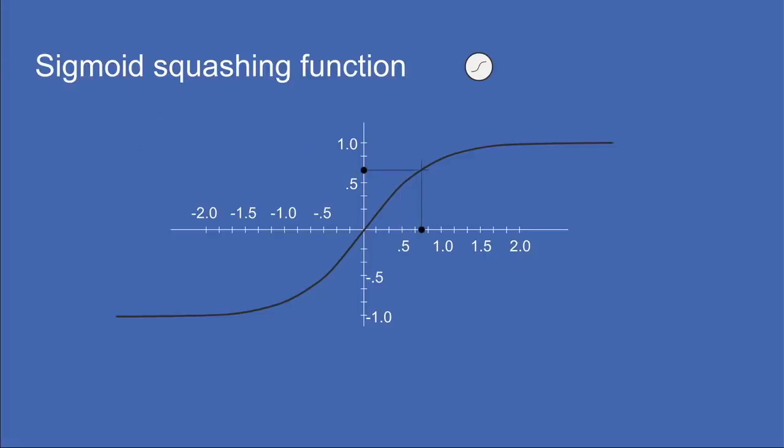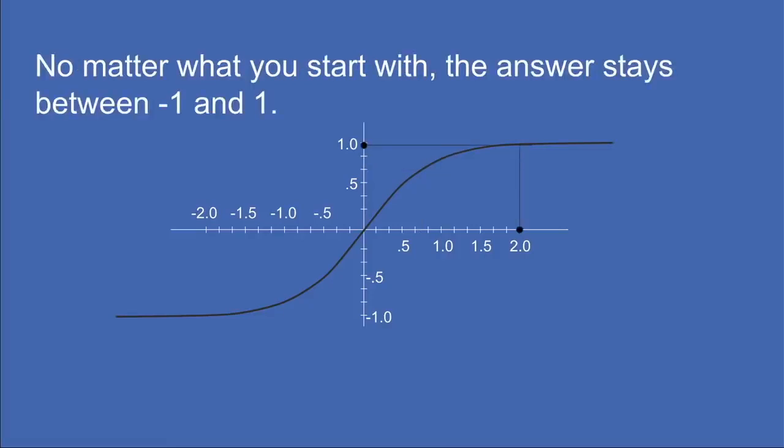0.65 comes out to be about 0.6. And as you go up this curve, you can see that no matter how large your number gets, what you get out will never be greater than 1. And similarly, it'll never be less than minus 1. So it takes this infinitely long number line and squashes it so that it all falls between plus and minus 1.